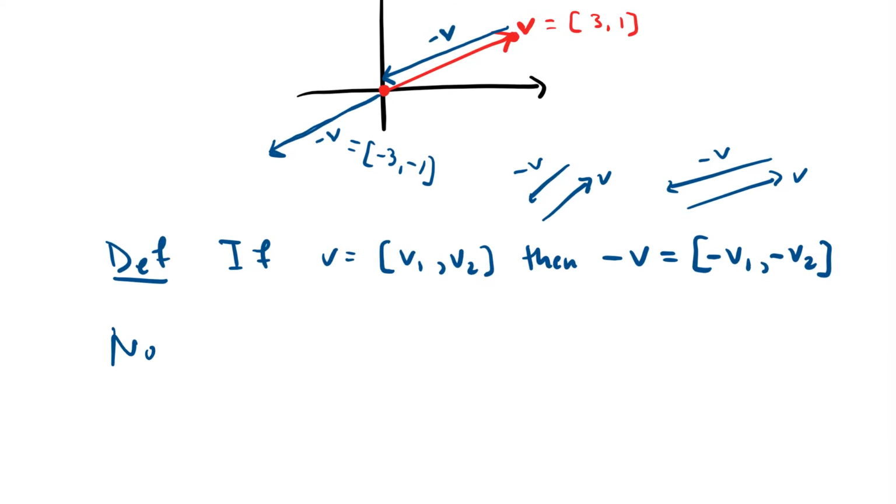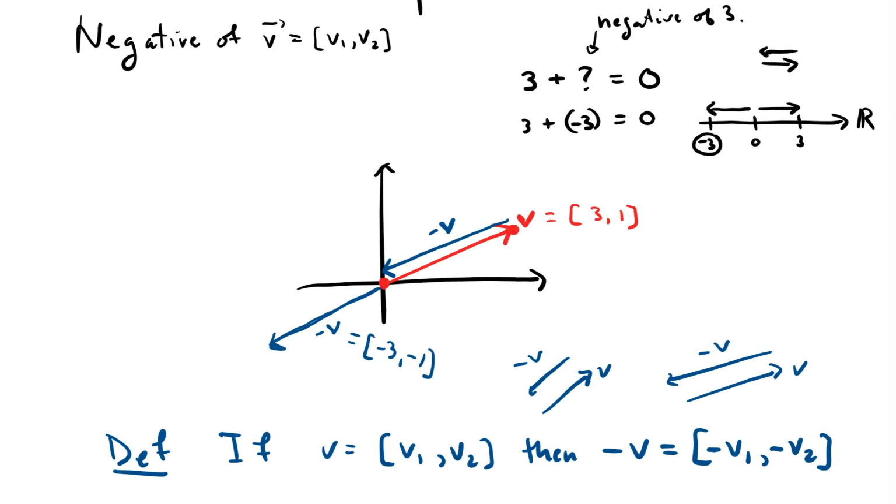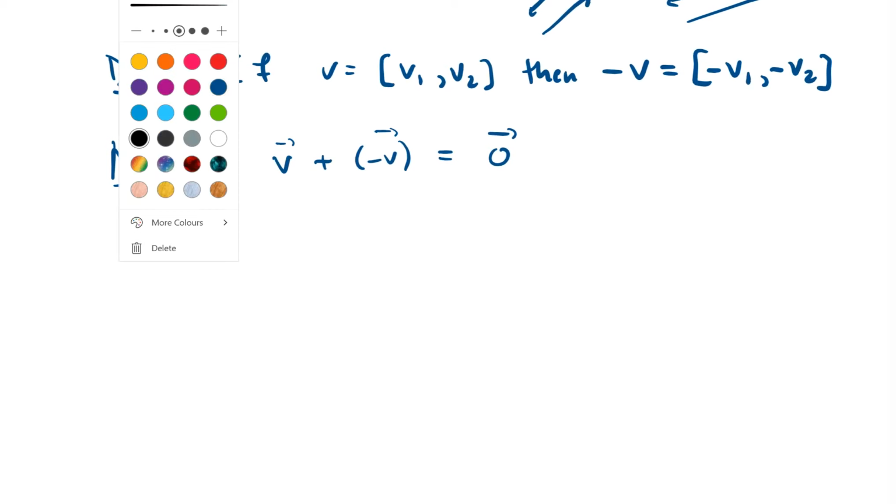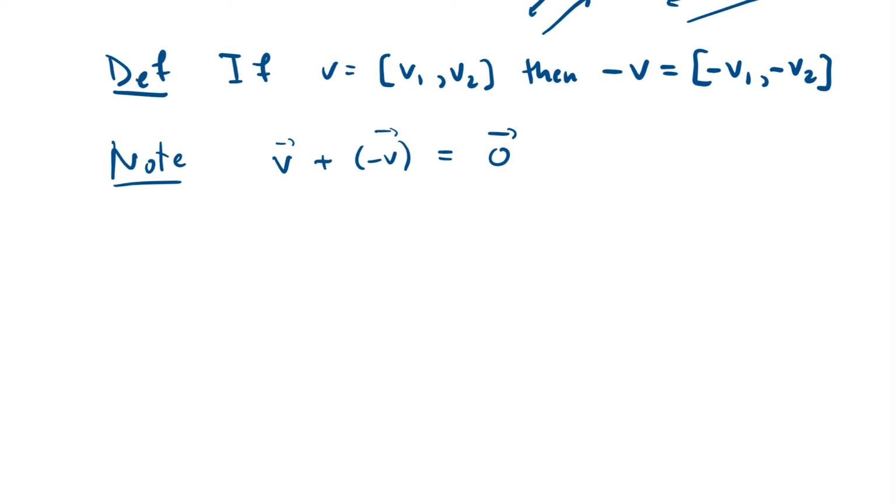And note that if I do v plus the vector minus v, I'm going to end up with the vector 0. This is exactly what we expect, right? This is how we constructed that negative vector so that we can reproduce something like this with vectors. Now we're ready to define the difference between two vectors, and here's how it's going to work out.